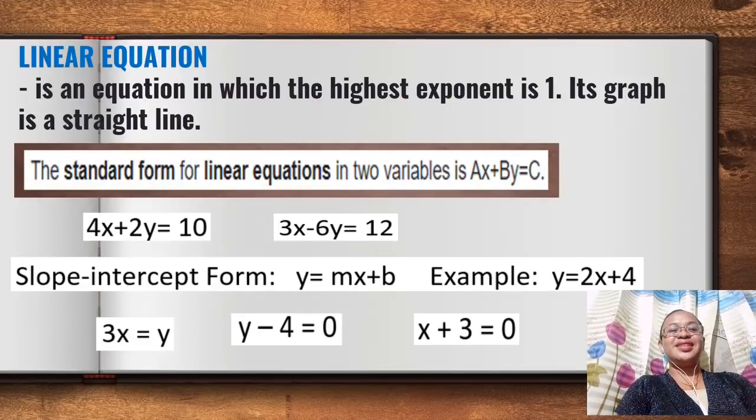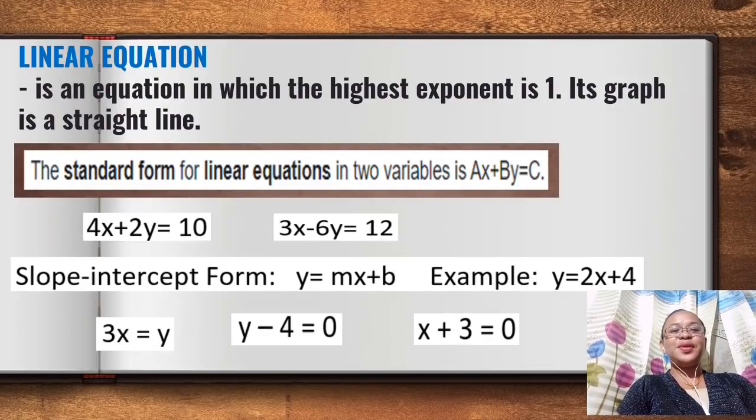Linear equation. It is an equation in which the highest exponent is 1. Its graph is a straight line. The standard form for linear equations in two variables is Ax plus By equals C, where A, B, and C are real numbers, and A is the numerical coefficient of x, B is the numerical coefficient of y, and C is a constant. It is a number without a letter beside it.